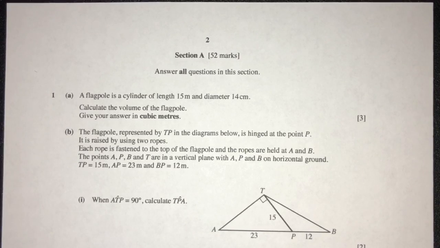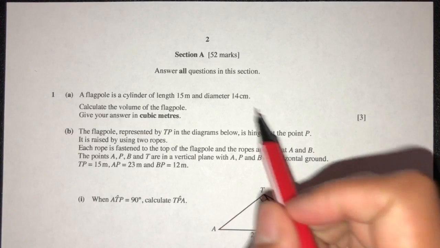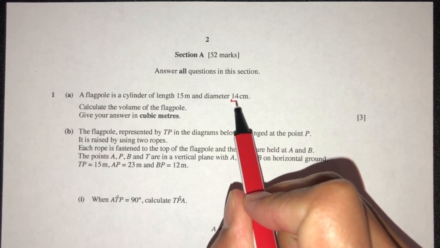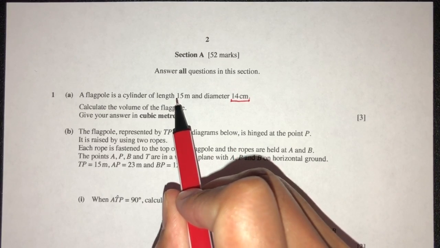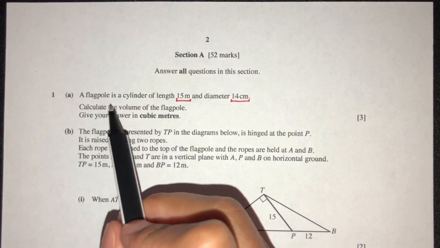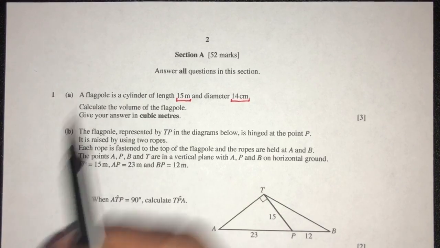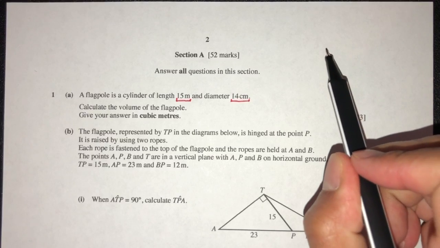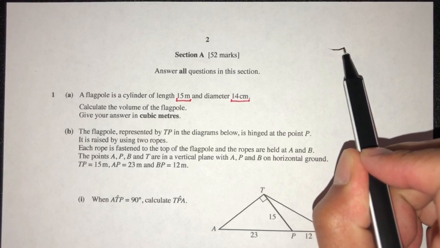So here we have what? A flagpole is a cylinder of length 15 meters and diameter of 14 centimeters. Okay, so these are the dimensions of the flagpole. Now, we understand it is of the shape of a cylinder. So what is the shape of a cylinder? Let's try to draw this. It will be something like this, right?